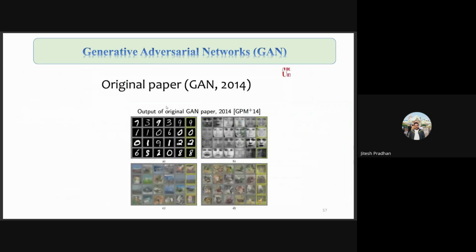Look at the original paper of GAN. These are the original images, and these are the generated outputs. They look exactly similar. These are the original images, these are the fake ones. And it was introduced in 2014.